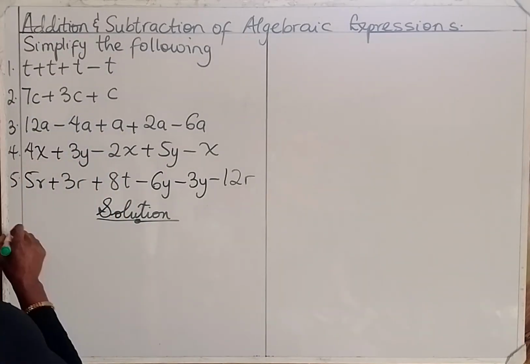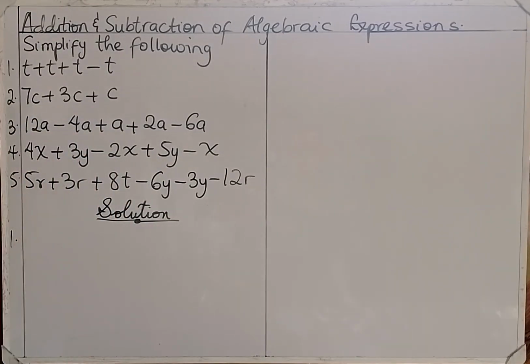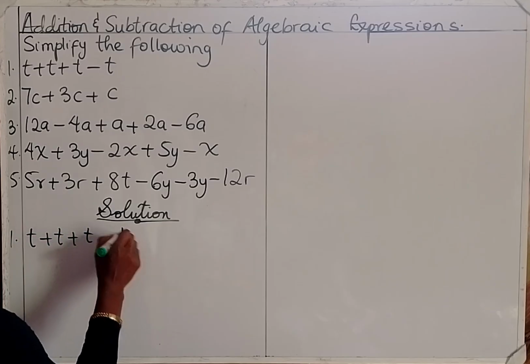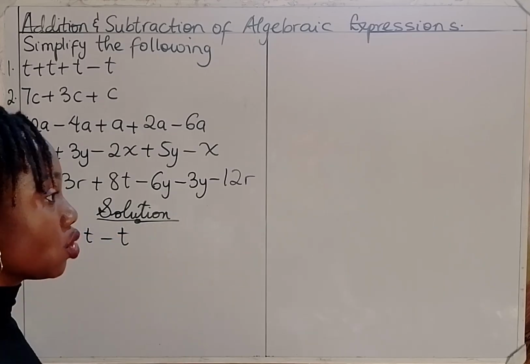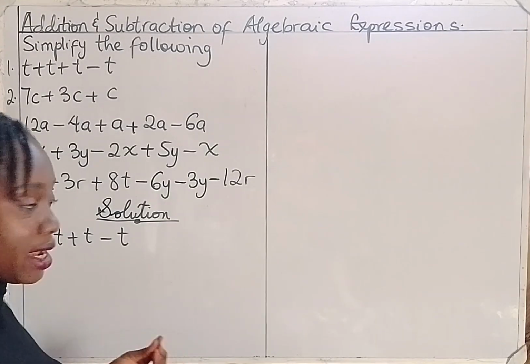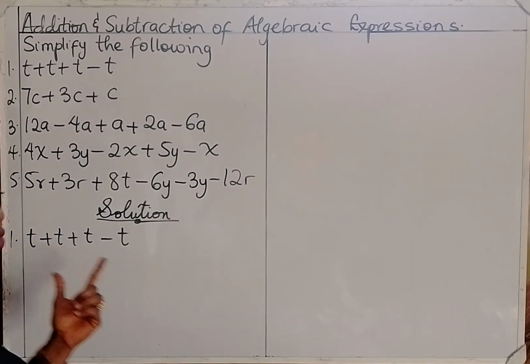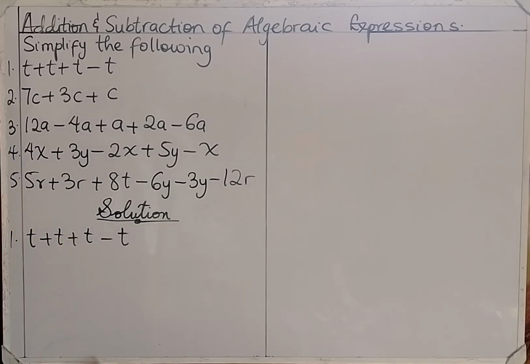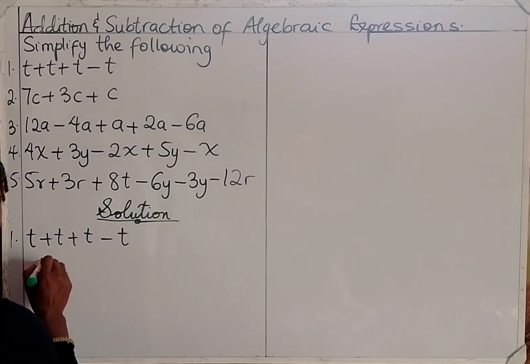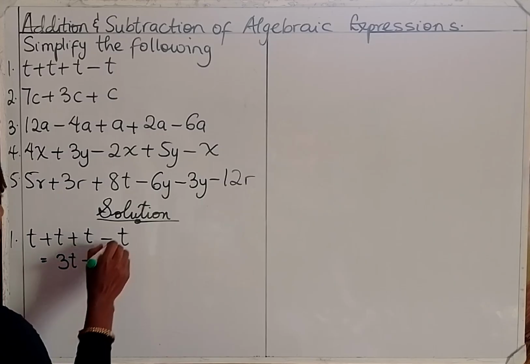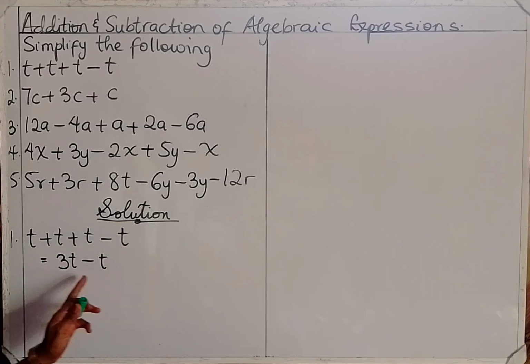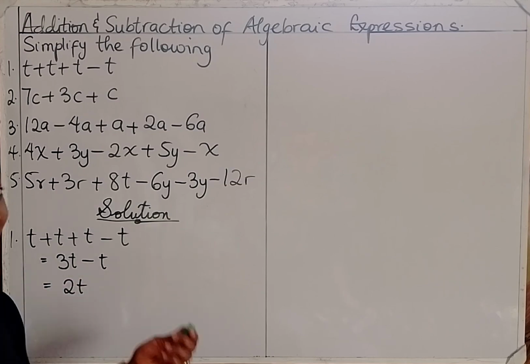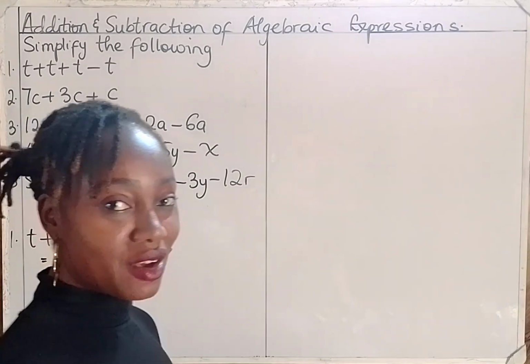Alright, for question 1, it says simplify the following. We have t plus t plus t minus t. So what this simply means is to collect what? Like terms, right? Now the coefficient of t in each of these here is 1. Now when we have t plus t plus t, this gives us what? 3t minus t. Now 3t minus t equals 2t. And there you have it. Now moving on to the second question.